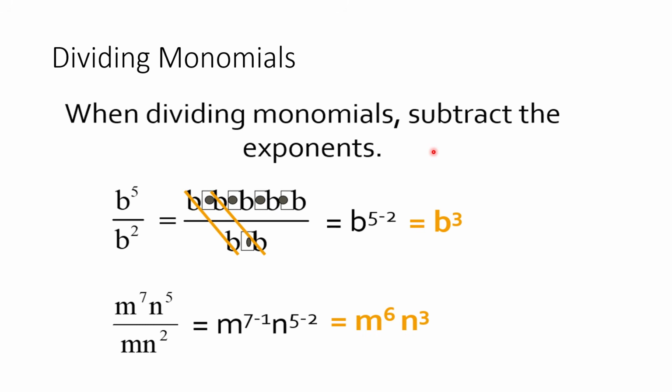When dividing monomials, subtract the exponents. So we have here b raised to 5 over b squared, so 5 minus 2 is equal to b cubed. Then for m to the 7th n to the fifth over m n squared, we have m raised to 7 minus 1, then n, 5 minus 2. So we got m raised to 6 and n cubed. Got it?